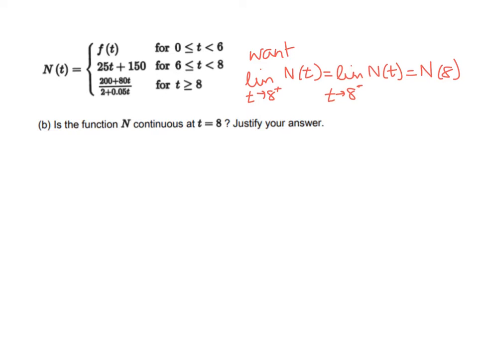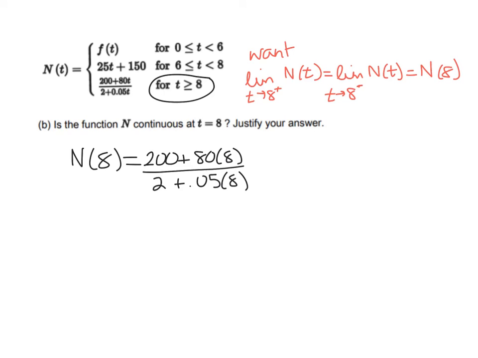I'm actually going to start with the easiest one, n of 8. We are going to use the equation where we know t is equal to 8. So we're going to use the bottom one. You're going to substitute 8 in there. So then when I do that, I end up getting 350.